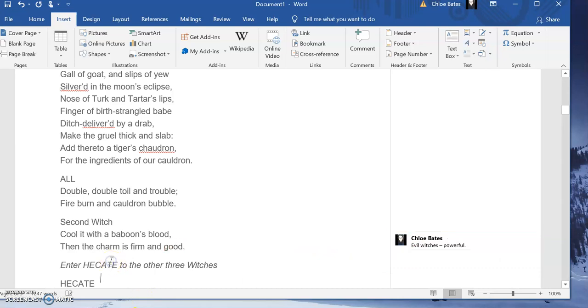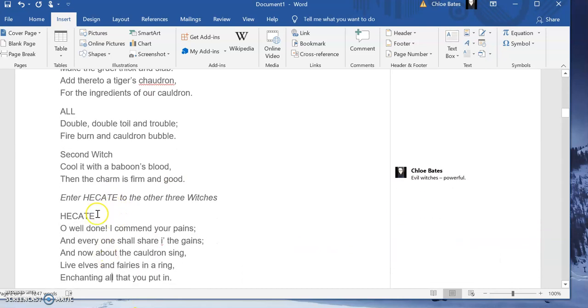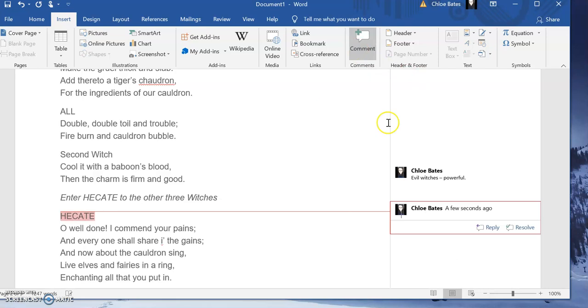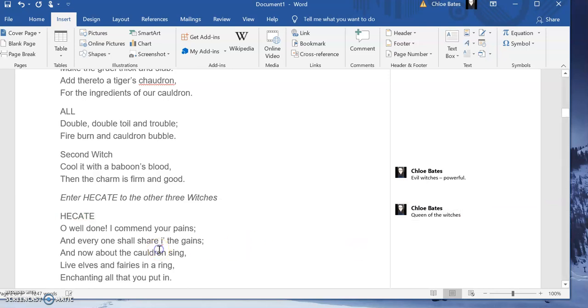Right, here, Hecate, Queen of the Witches, she comes back. Here she is. We already know her. We've already said in our annotations at the end of Act Three, Queen of the Witches or Goddess of the Witches, she's back. And she says, oh, well done. Their spells that they've casted have been great. She's loved them. O well done! I commend your pains, and everyone shall share in the gains. And now about the cauldron sing, like elves and fairies in a ring, enchanting all that you put in.